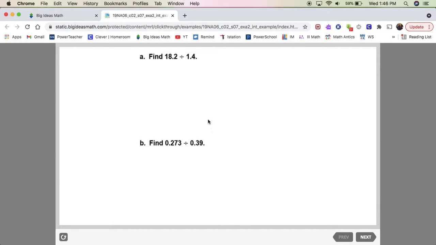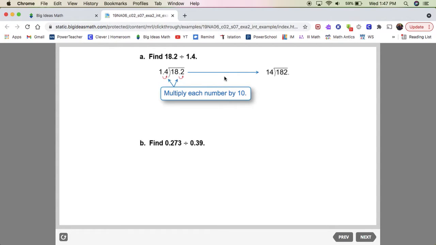Alright, so we have 18 2/10 divided by 1 4/10. Let's set up our problem. Notice that this is a 1.4 or 1 4/10, so we need to make it a whole number. So to make 1 4/10 a whole number, we multiply it by 10, and that'll make the number 14. Notice we have to do it to both.